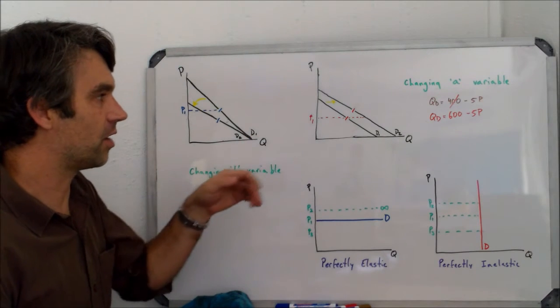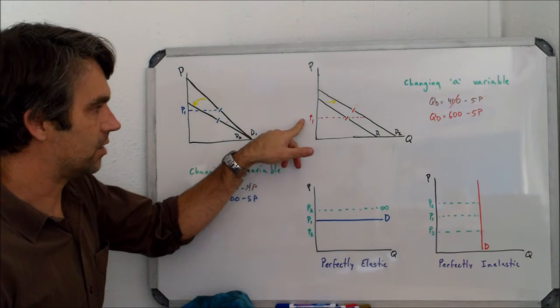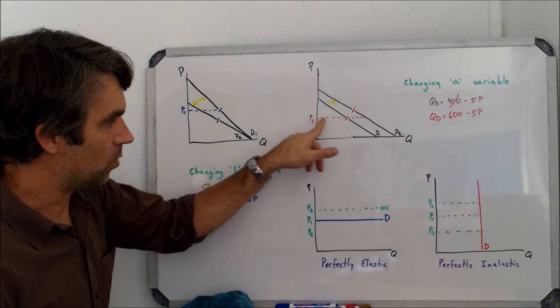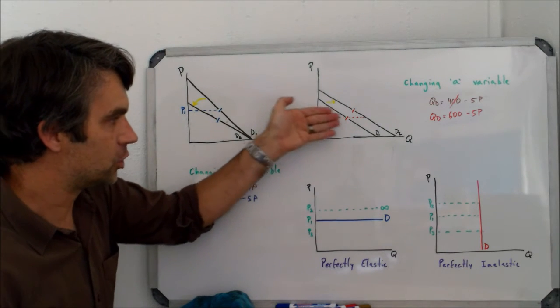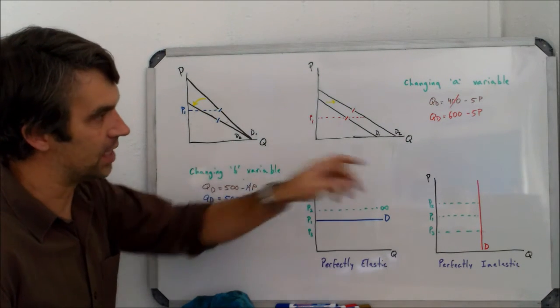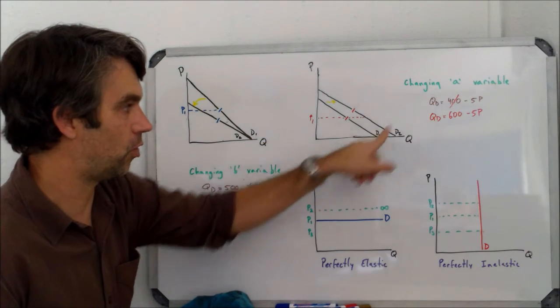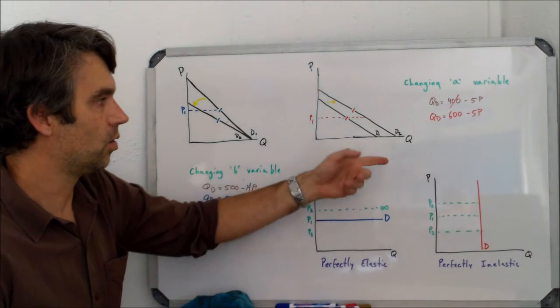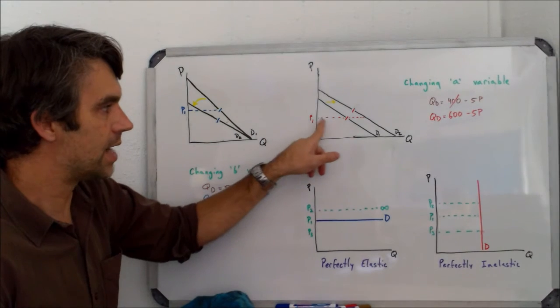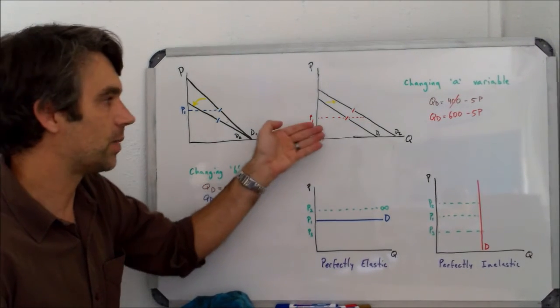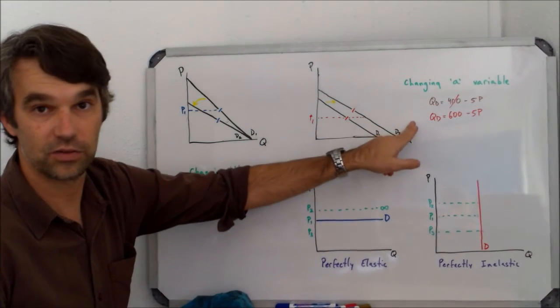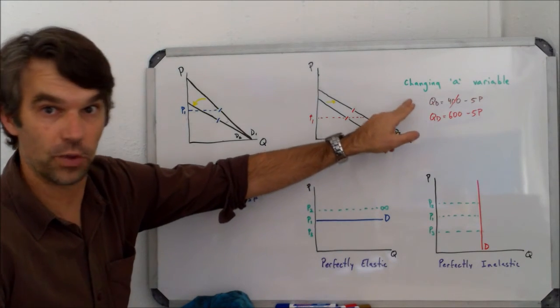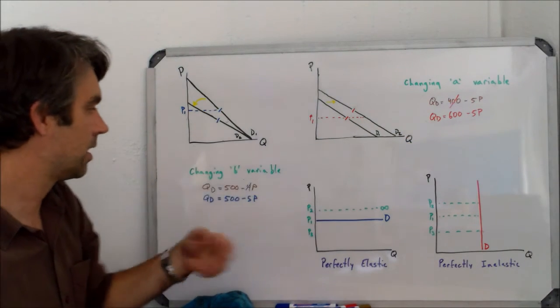Here, when I changed the A variable, again, I took P1, and at P1 it was at the midpoint, and when I shift the demand curve by changing the A variable from 400 to 600, that same price P1 now occurs in the lower half. So by shifting this out, I've made it relatively more inelastic or relatively less elastic.